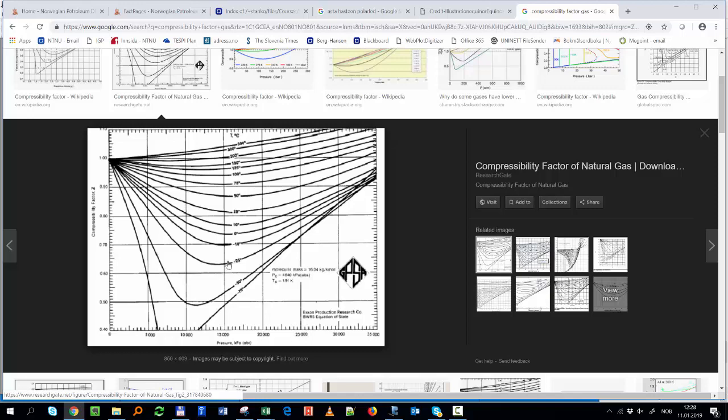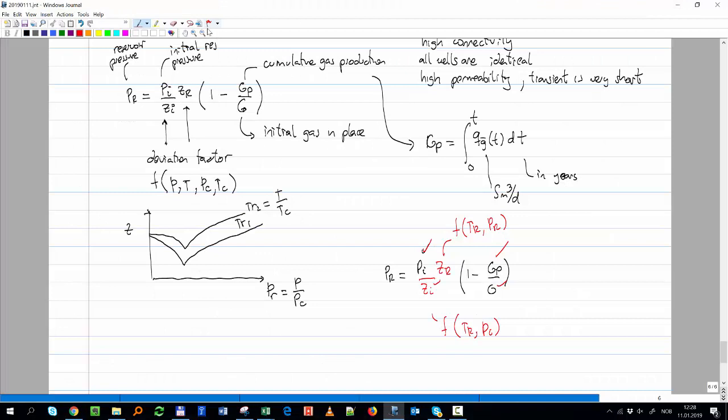Assume a pressure. So first, the way we are going to use this equation, I have GP. I assume a pressure, calculate the rate, and then calculate PR. Are the two the same? No. Then I assume another P. Okay.